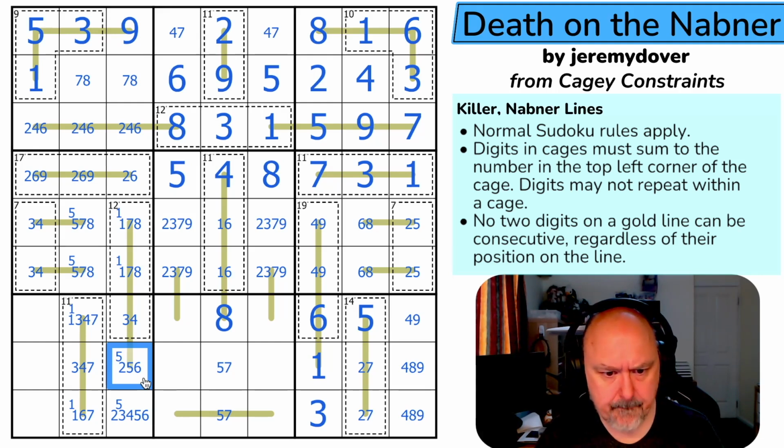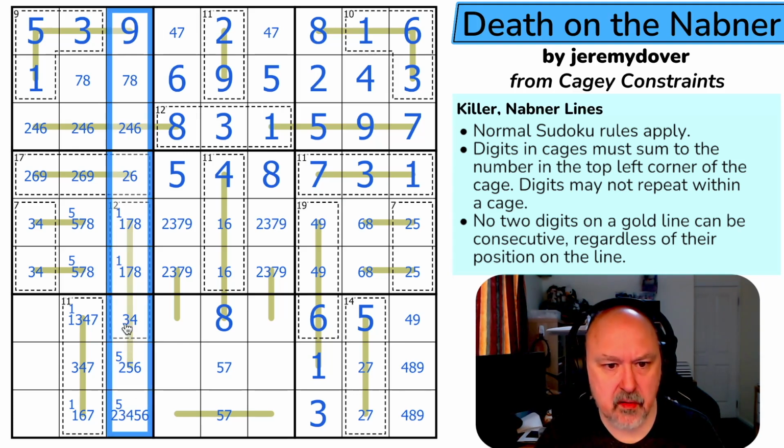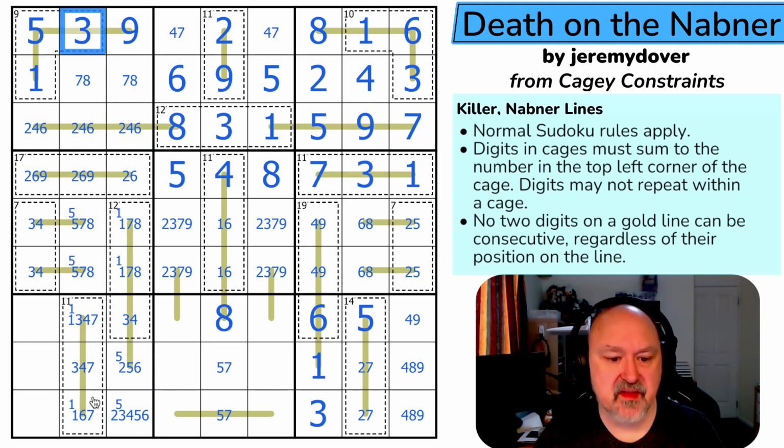No, I'm not seeing it. 3. Wait a minute. Where's 3 in this column now? 3 can't be up there. You're right. 3, 3, 3. Right. Sorry, that 3 did it.